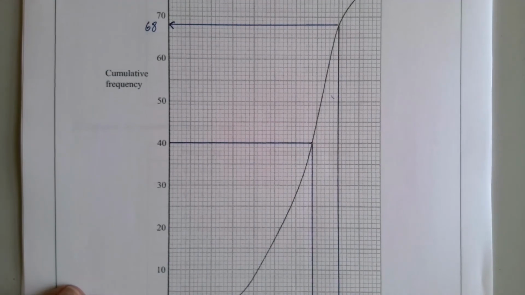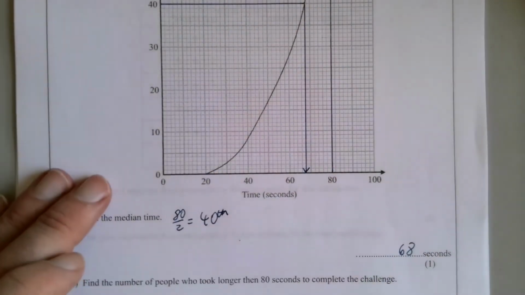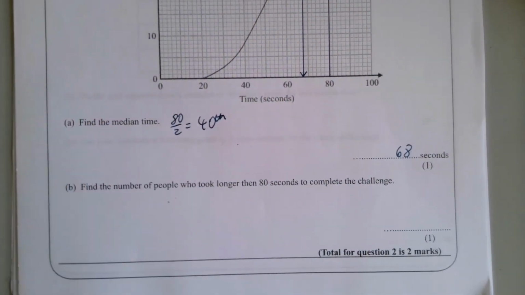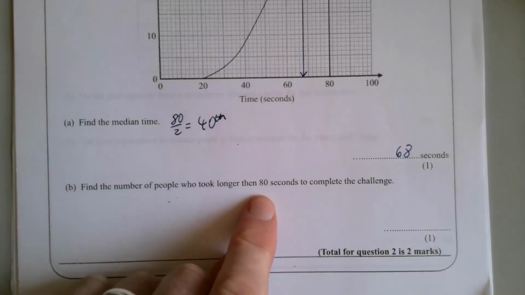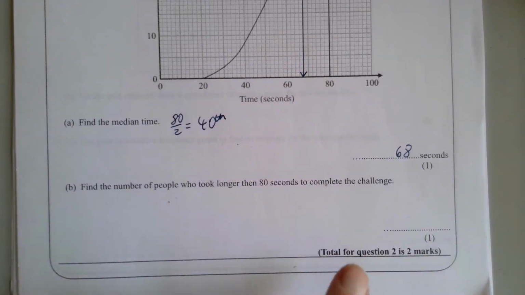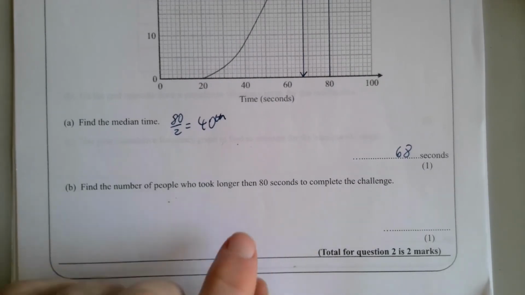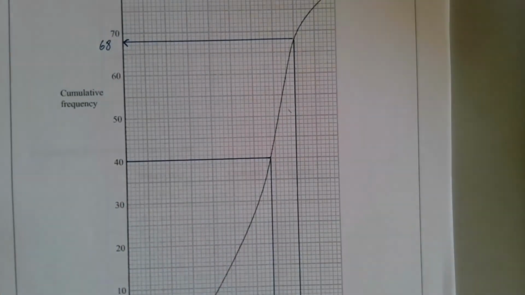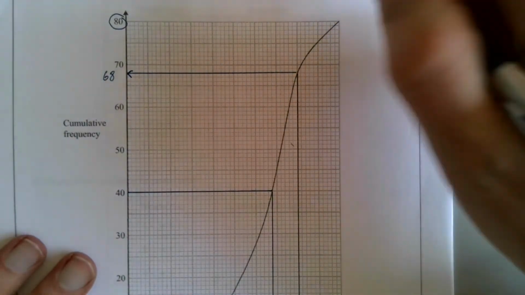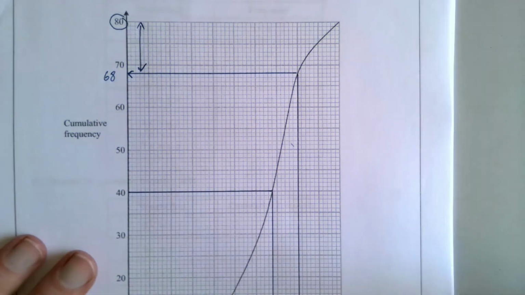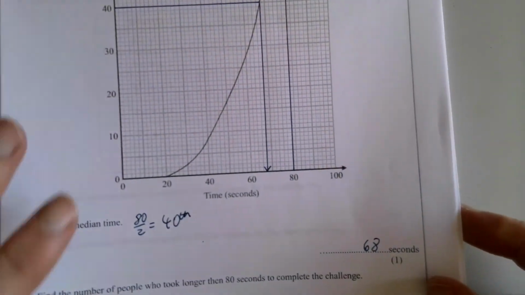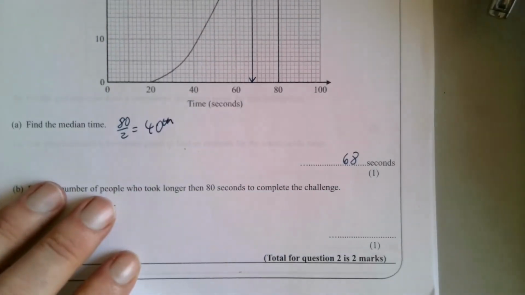So the real common mistake that people would do would be to write 68 down. Can you see why 68 is a mistake? The question asks how many took longer. If it said how many people took less than 80 seconds, you would estimate it as being 68. But the number who took more are actually this small region up here between 68 and 80, which is 12. So for that reason, it's 12.